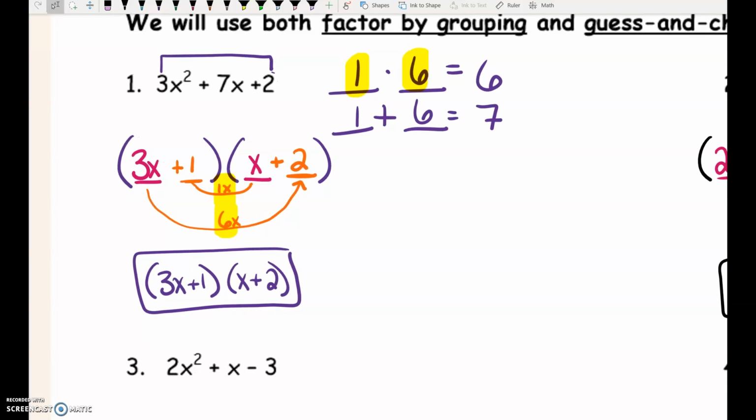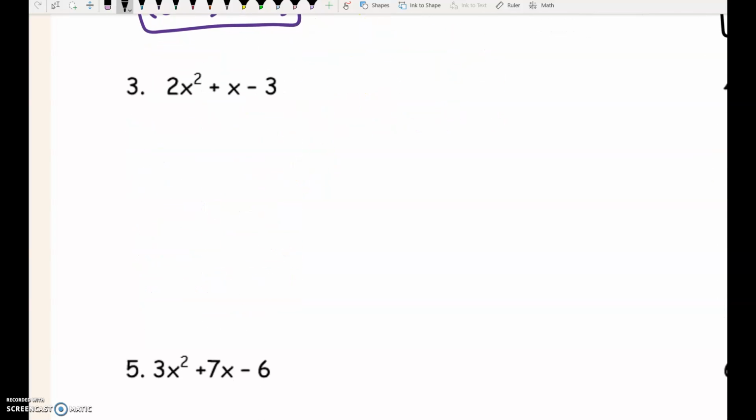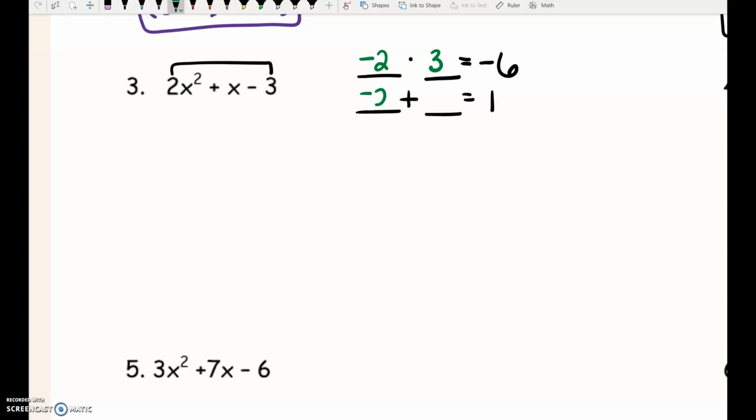This starts out exactly the same. We start by multiplying your A value times your C value. So we're looking for two numbers that multiply to give us negative 6. Those same numbers have to add up to, what number is there in the middle? 1. A 1. So this needs to be 2 and 3. The 2 needs to be negative.